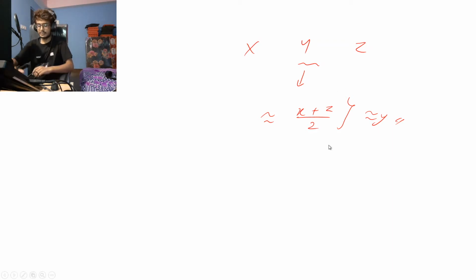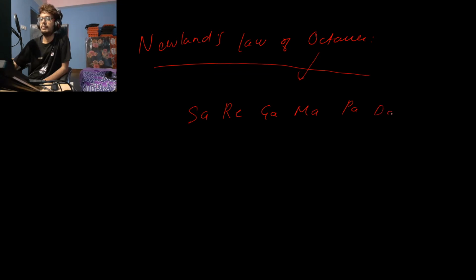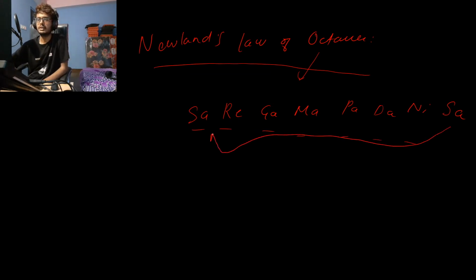It was discovered by Newland. So Newland's law of octaves. This was the first law where repetition was considered. Octaves are like musical notes. There are seven notes and the eighth one is a repetition of the first one. Like in Indian classical music, we have sa, re, ga, ma, pa, da, ni, and the last one is sa as well. So 1, 2, 3, 4, 5, 6, 7, and the eighth one is basically the repetition of the first one, right?